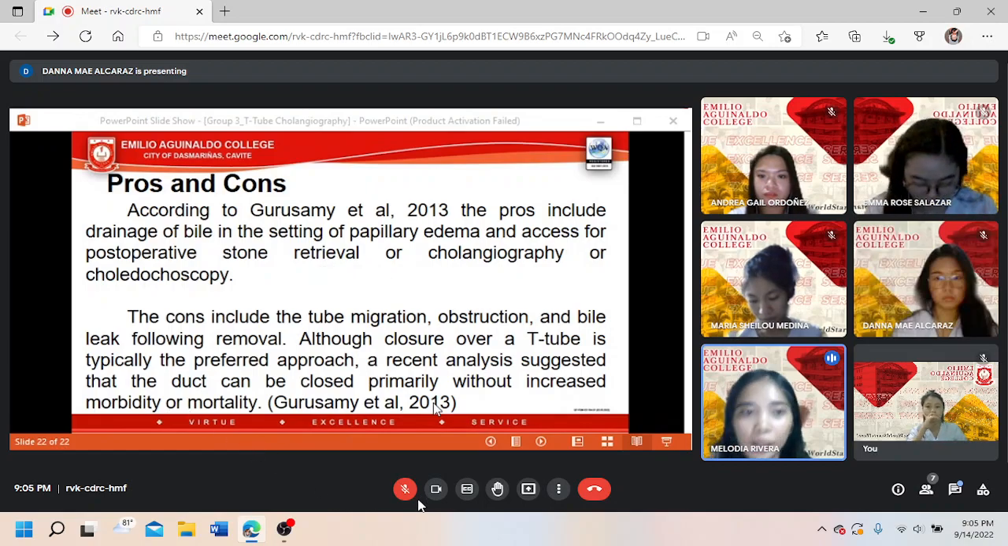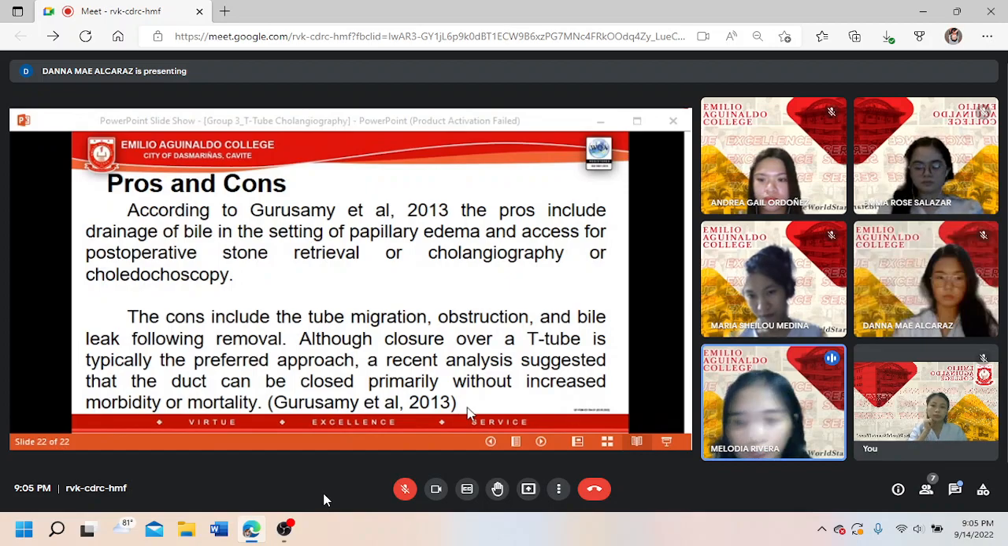And then sabi niya din naman, yung cons daw ng T-tube cholangiography nag-i-include daw dito yung tube migration, obstruction, and bile leak following removal. Although, the closure over the T-tube is typically the preferred approach, a recent analysis suggested that the duct can be closed primarily without an increase of morbidity or mortality. So that's all for group 3. Thank you po.